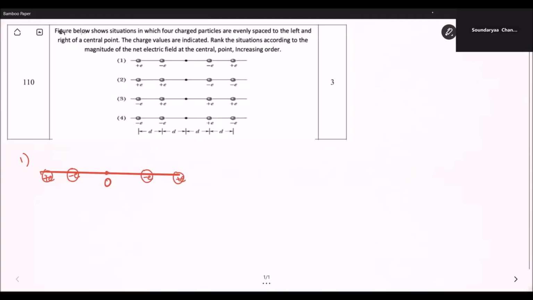They have also mentioned the distance from the center to any one charge is d. And then what is the distance from the center to the last charge? It is 2d. You can see from the diagram. If from here to here is d, then what is the distance from here to here? It is 2d, right?